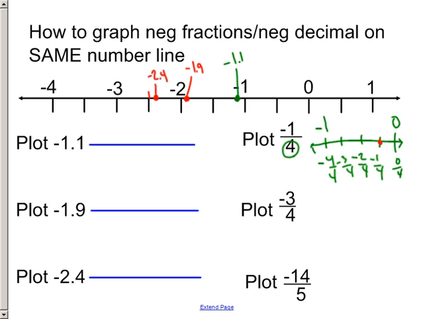Negative 1/4, that's exactly halfway between the negative 2/4 and 0. So it's right here. And I think a lot of people were accidentally putting negative 1/4 right here, or they were putting it right here. So be careful there, between 0 and -1 where it's falling.